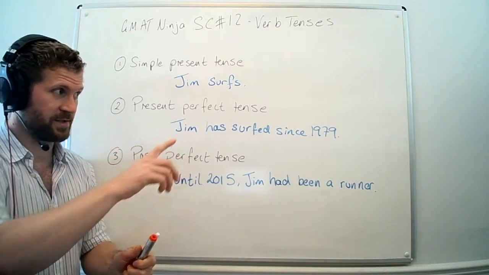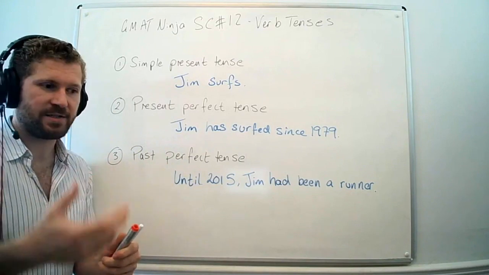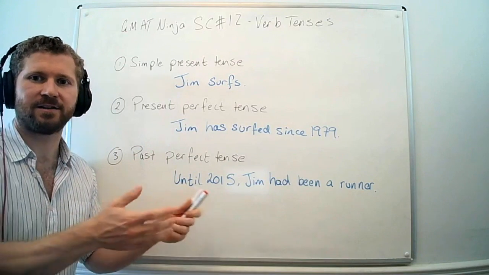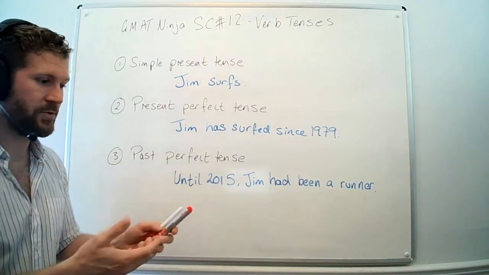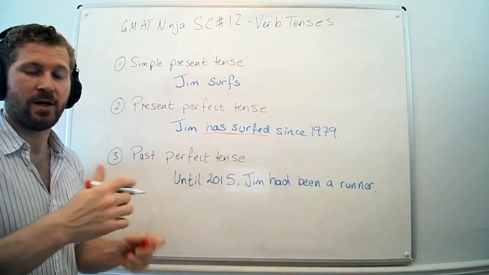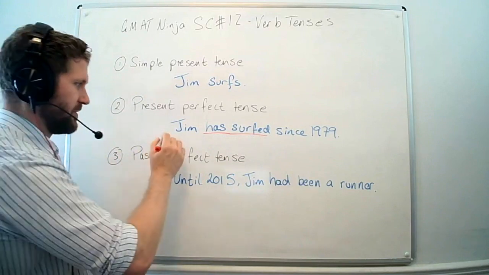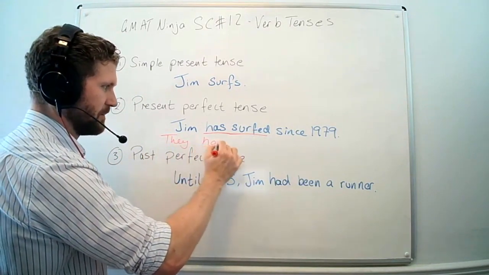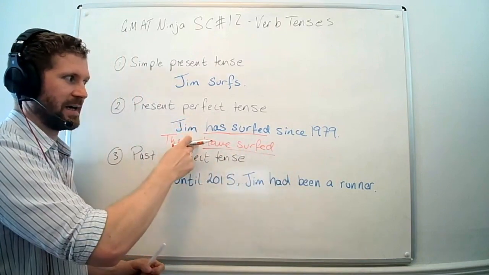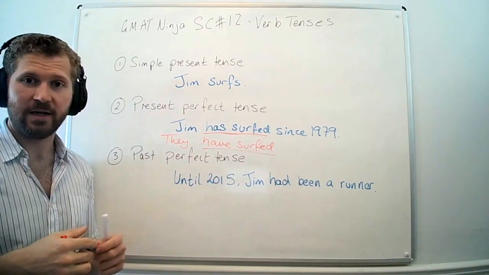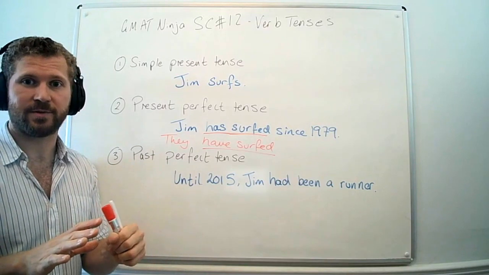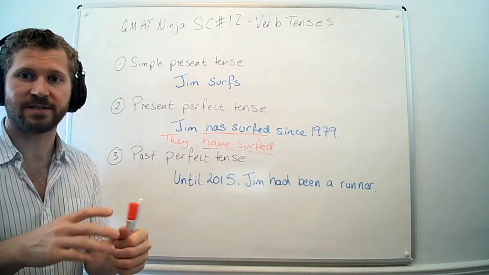Now, the example of this is Jim has surfed since 1979. This tense is used when you're trying to talk about something that started in the past and continues into the present. The way you can identify this tense is that we've got this word here, has surfed. Has is used when there's a singular, and if there was a plural version, we might say they have surfed. So you're looking for either that has or have plus a past tense verb. That shows you we're using the present perfect tense. And after you've done that, there's not much more to worry about with the present perfect. We just need to make sure it works with the context of the sentence.